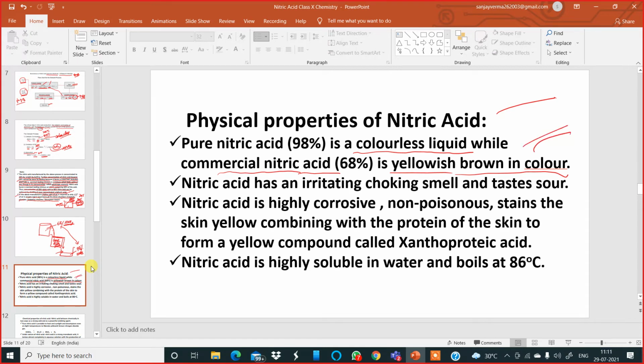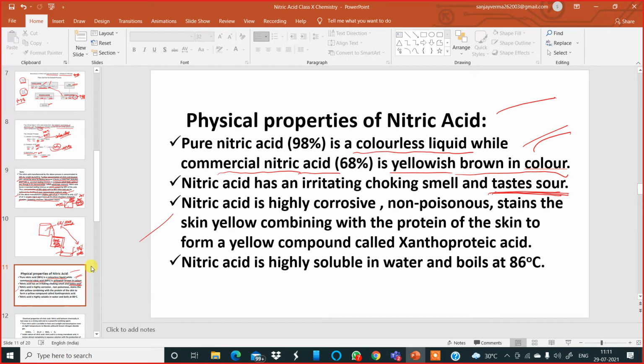Remember this. The next point is nitric acid has an irritating choking smell. So if we inhale by chance vapors of nitric acid, that is going to cause some irritation in your respiratory passage, and if your tongue happens to taste the vapors of nitric acid, it is sour to taste. As soon as you taste the acid, you have to go and gargle properly, otherwise it will cause some blisters on your tongue and mouth. Then you will have some mouth ulcers and have to go to the doctor for medication. So you should avoid inhaling vapors of nitric acid.